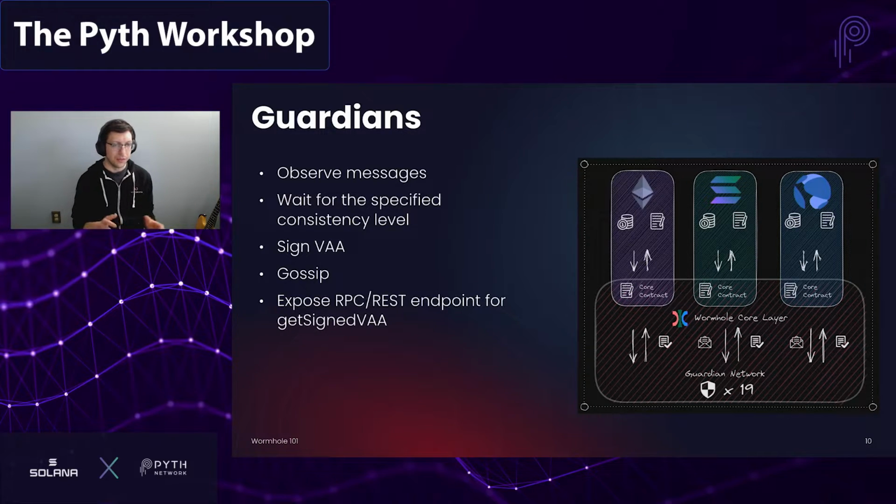Now, all 19 do this process independently, and then they gossip over a peer-to-peer network to share the fact that they've signed. And then they expose an endpoint so that anyone can go to one of the guardians and request a signed VAA. So when you do a transaction, you get a sequence number back. You can think of that like your ticket, and you hand that back in to receive this signed message that has the 19 signatures on it. You can retrieve that signed message once you reach 2/3 majority.